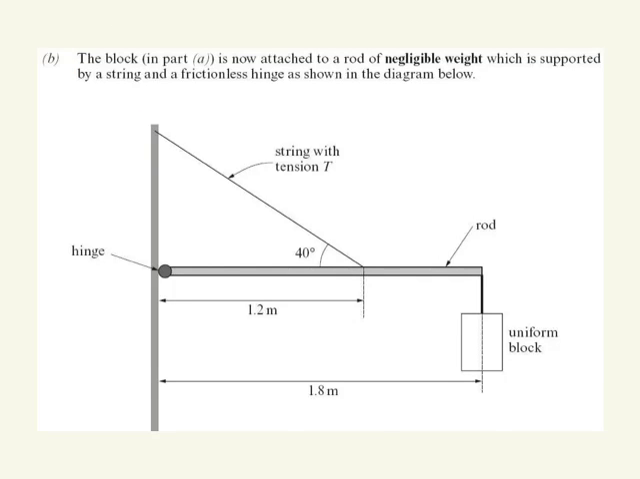This block is then suspended on the end of a long rod, with the rod being held up by a string which has a tension T in it, as shown in the diagram. And we're told that we can ignore the weight of the rod because it has negligible weight. If we weren't able to do that, you would just take the weight of the rod to be acting at the centre of gravity of the rod. But we don't have to do that.